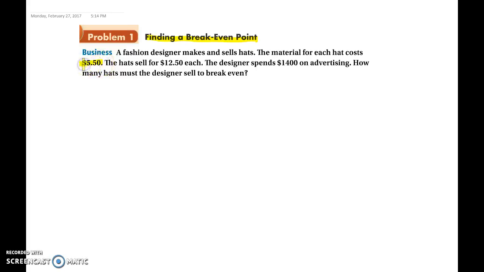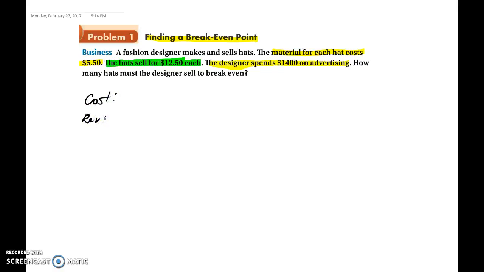So their costs are the $5.50 that it costs to make each hat, plus the $1,400 that they have to spend on advertising. That's still money that their company is spending, so it's still an expense that they have. And then the only thing that they have making any money is on each hat that they sell, it's $12.50. So we need to generate two equations, one for the cost and one for the revenue or the income.